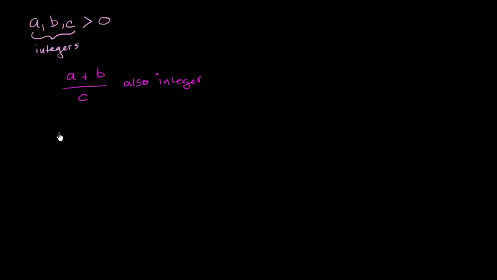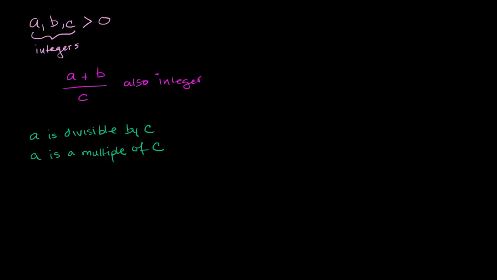And then finally, we know that a is divisible by c, or another way of saying it, that a is a multiple of c. So this is what we know. a, b, and c are integers, all greater than 0. We know that the expression (a + b) over c is also an integer, and that a is a multiple of c, or in other words, that c divides perfectly into a.